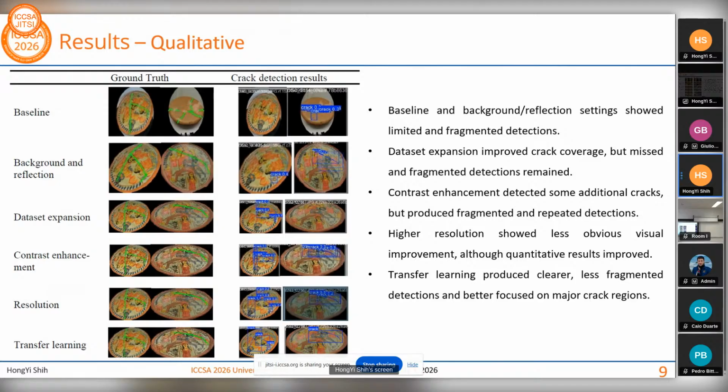And transfer learning got the best result. Most of the cracks are identified correctly, suggesting the model has better detection reliability and fewer false positives. It is consistent with the high scores in the quantitative results.